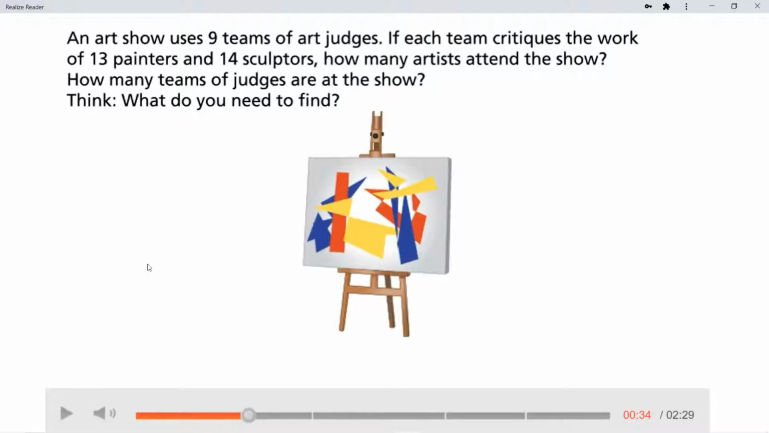So let's stop and think and look at our question. It says our art show has 9 teams of judges. If each team critiques the work of 13 painters and 14 sculptors, how many artists attend the show? So that's our first question. First we need to figure out how many artists there are, so we need to put together our 13 painters and 14 sculptors. The next question asks how many teams of judges are at the show? That's already answered in our question. We need to stop and think, what are the steps, the things that we need to find out? Our hidden question was, first we needed to figure out how many artists were there altogether before we could move forward and solve.